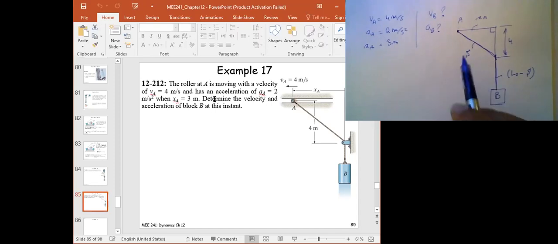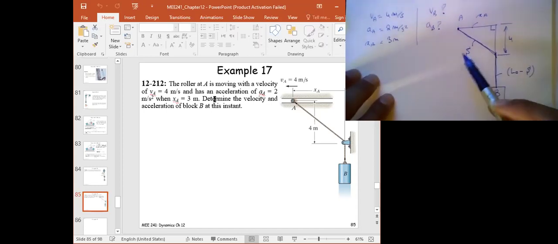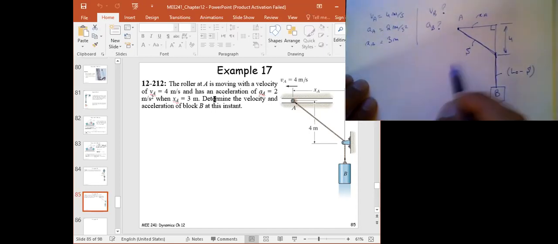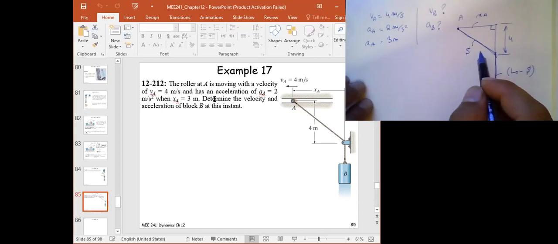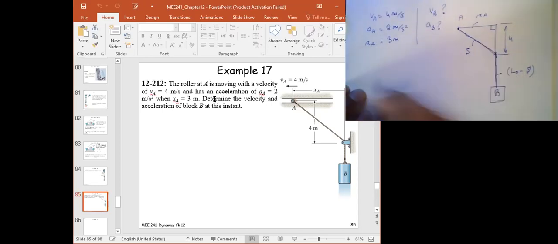So what I need to do is find S prime. If I find S prime, then the velocity of B will be equal to minus S prime, which is the derivative of this. But let's see if I can find S prime based on this. I think one of the best ways is to set up the Pythagorean relation over here.